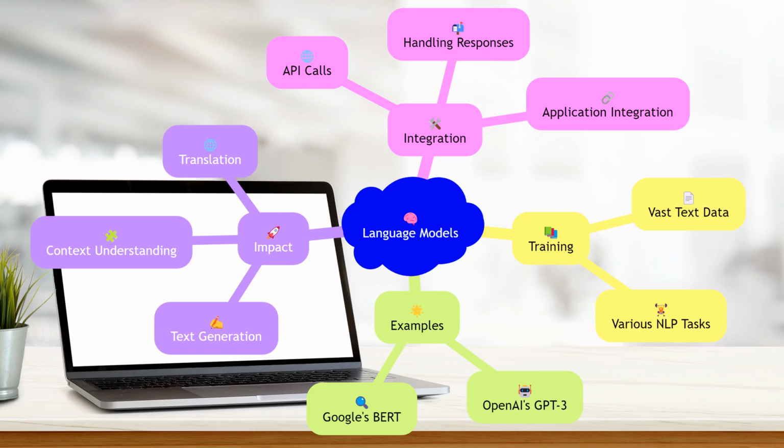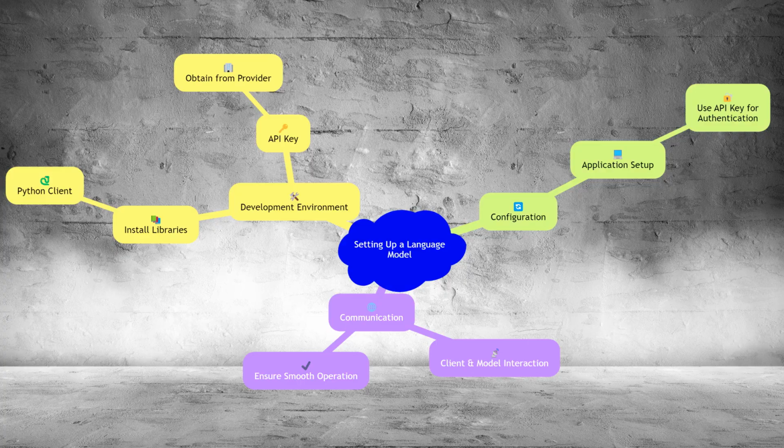Consuming these models from a client application involves making API calls, handling responses, and integrating the model's capabilities into your application. Before consuming a language model, you need to set up your development environment. This typically involves installing necessary libraries, setting up an API key, and configuring your application to communicate with the language model's API. For instance, if you're using OpenAI's GPT-3, you would need to install the OpenAI Python client library, obtain an API key from OpenAI, and configure your application to use this key for authentication. Proper setup ensures smooth communication between your client application and the language model.